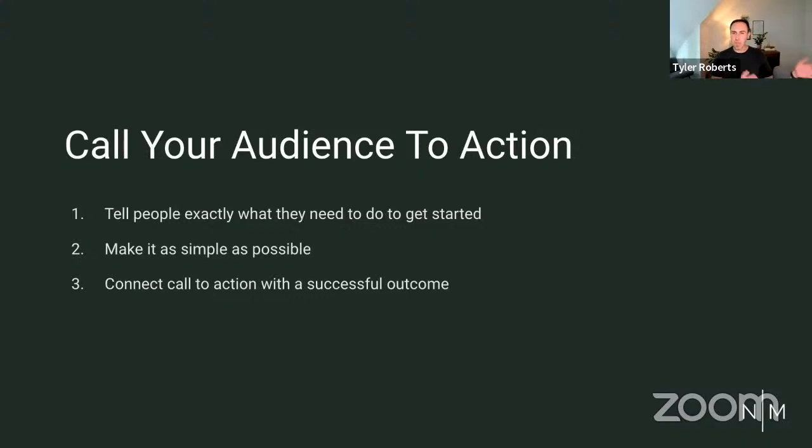So again, you have that direct call to action, which is going to be for those warm leads, the people that will contact you and get on the phone with you and go through the process and get everything started. Then you have that transitional call to action where we want to get their information and then we want to be able to nurture them as time goes on. So call your audience to action. Tell people exactly what they need to do to get started. Make it as simple as possible and connect the call to action with a successful outcome.